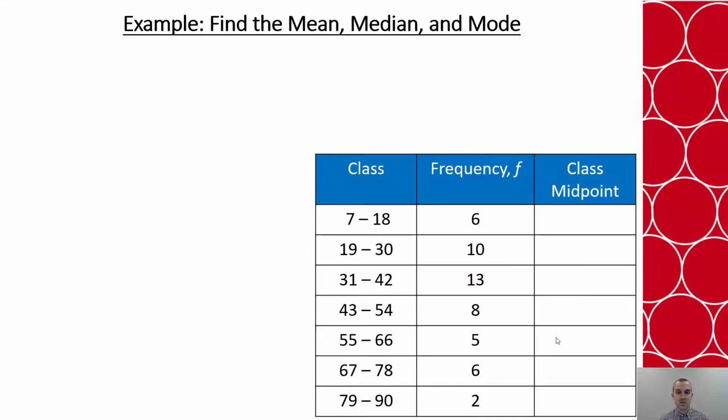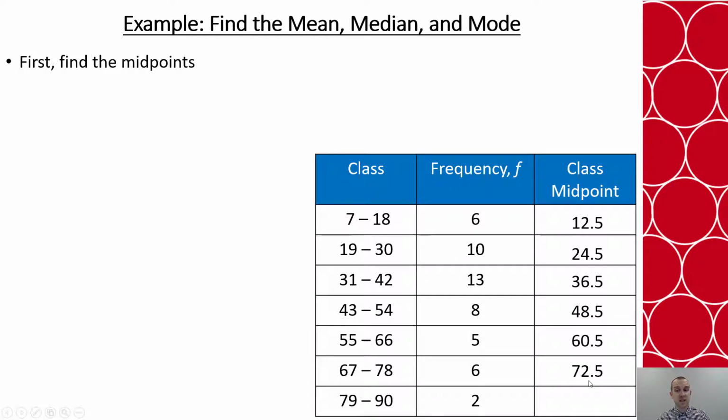So let's go back to our data here. We have all the data we need. Now let's find the mean, the median, and mode for this. Step 1, we find our midpoints. So if I take 18 plus 7 and divide by 2, that's 25 halves or 12 and a half. And I'm going to do that for each of these so that this one's 24 and a half, 36 and a half, 48 and a half, 60 and a half, 72 and a half, and 84 and a half.